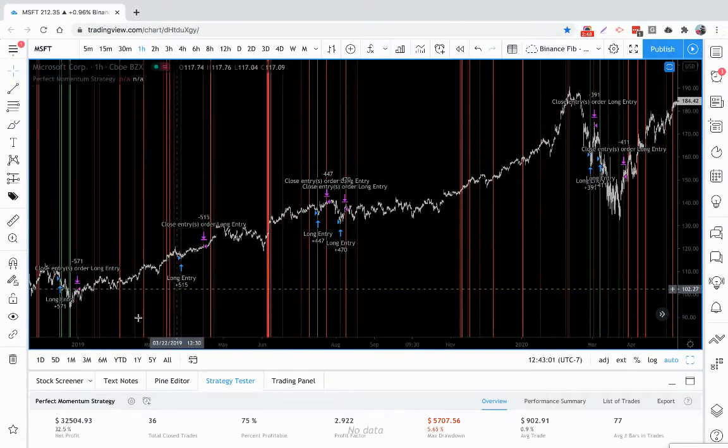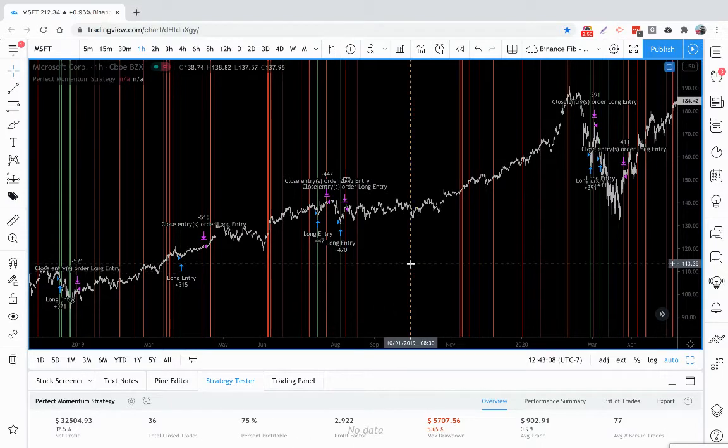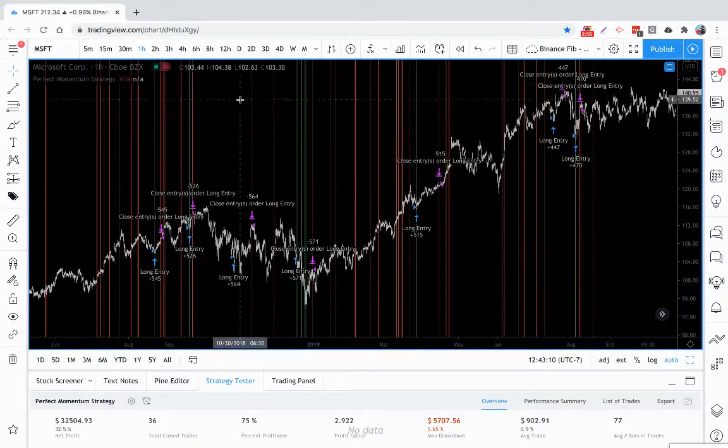Okay, so this is how your strategy may work if you were just using one stochastic right here. Here's your profit, closed trades, etc. Actually, not bad at all.